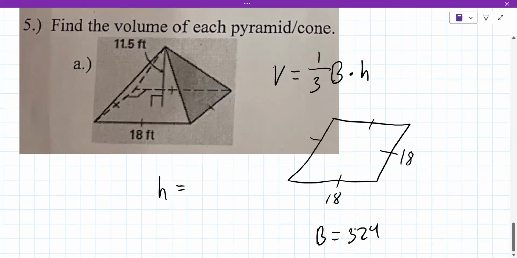Height, what's the height of the pyramid? The height of the pyramid, that is 11.5. The volume is 1/3 times 324 times 11.5. Could you multiply those together for us, please?